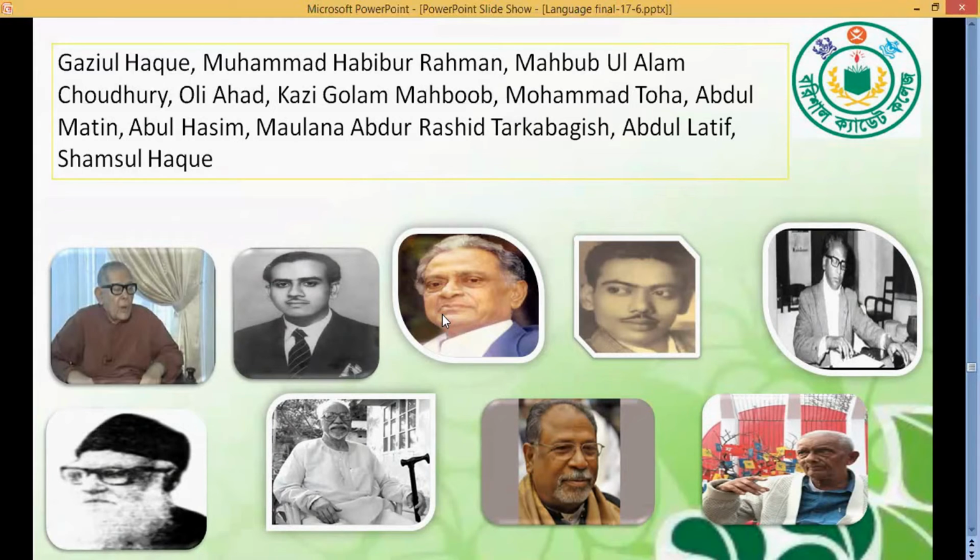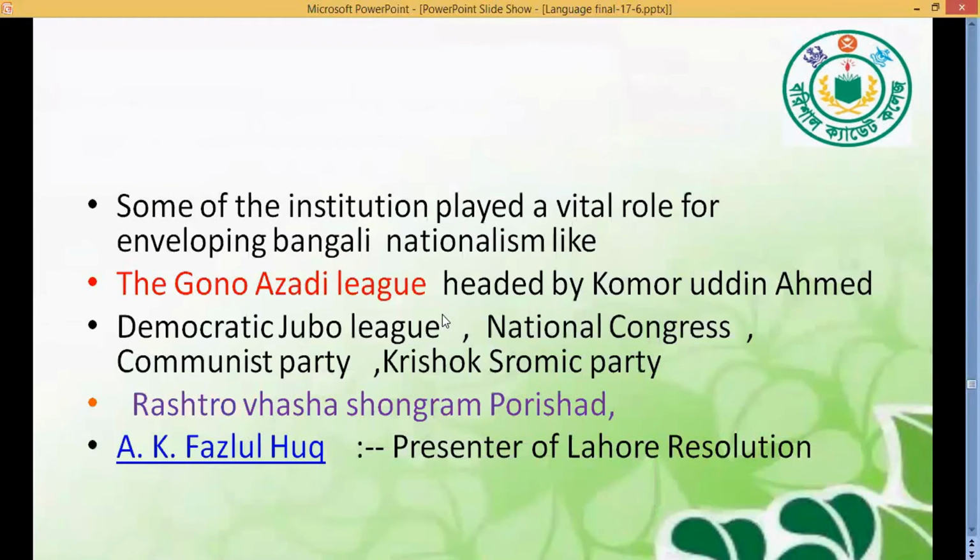Friends, a strike was called on 11 March 1948. Some of the institutions played a vital role for this movement, like Ganatantrik Jubo League, headed by Kamruddin Ahmed, Democratic Jubo League, National Congress, Communist Party, and Ishaq Shramik Party.